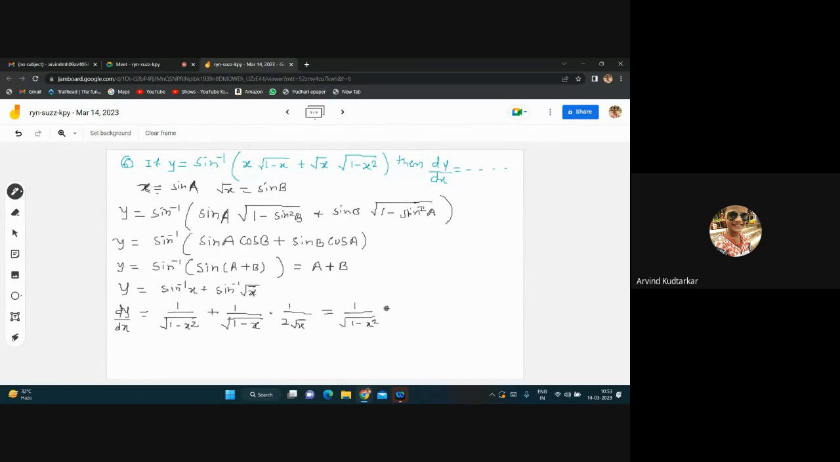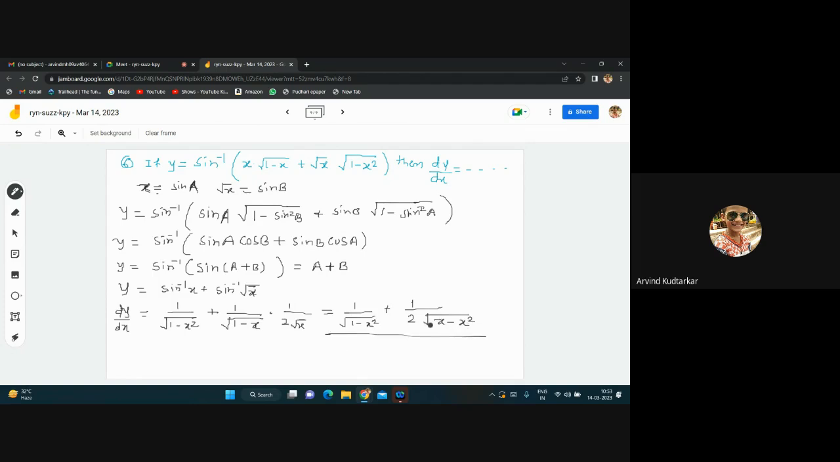Plus, if this root enter, here, root of a into root of b is what? Root of ab. So it means that we can find their elements from their root. We can find the product of elements from their root directly. So 1 by twice into root of x into 1 minus x. And what is that? x minus x square. So this will be the correct option.